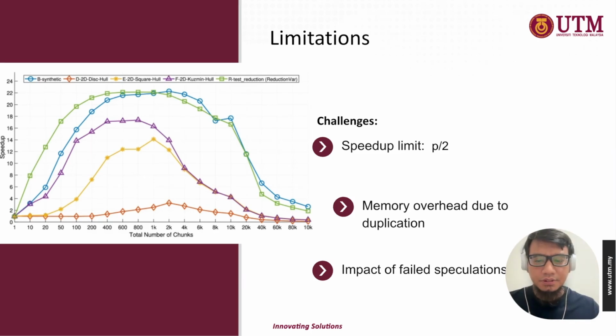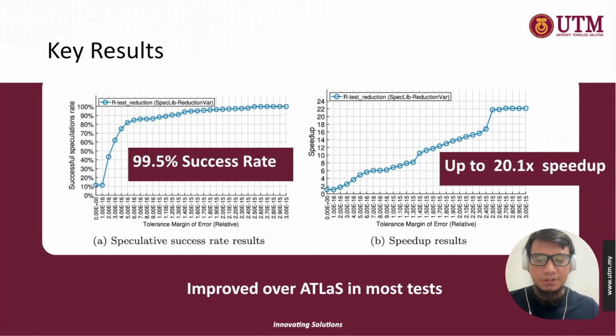The key results. The results demonstrate that speculative execution achieves up to 20 times speedup in benchmarks with high speculative success rates. For example, in the R-test reduction benchmark, careful parameter tuning enables speclib to outperform Atlas significantly. However, the performance for benchmarks with frequent dependency violations, like 2D disk hosts, was less impressive, highlighting the challenge of speculative failures. Next, we talk about the feature enhancements.